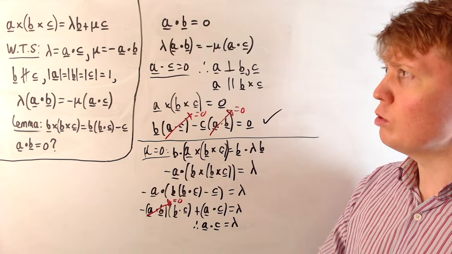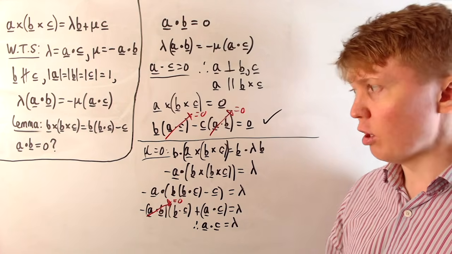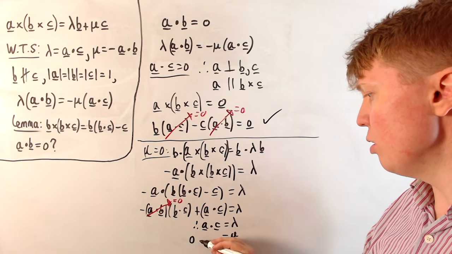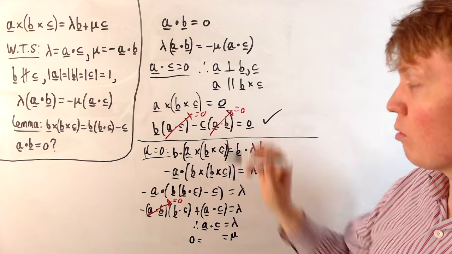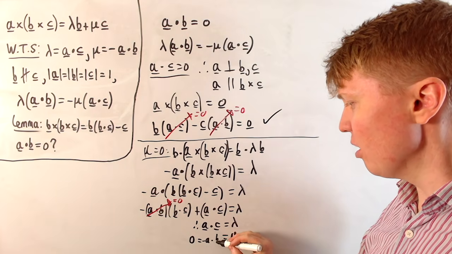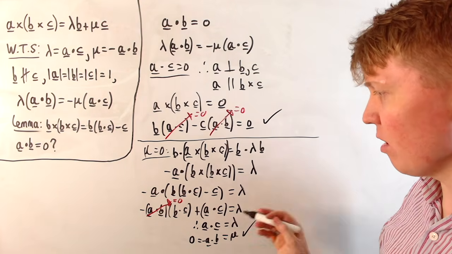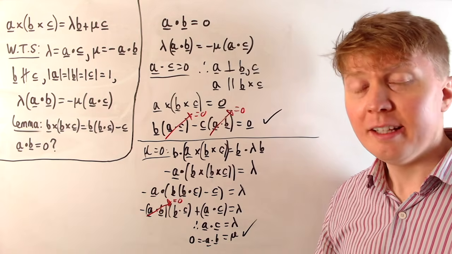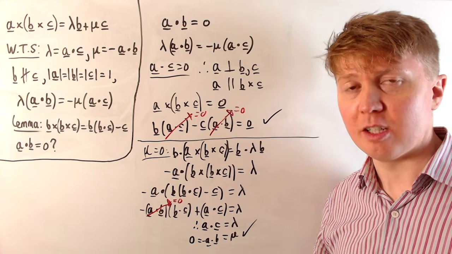And we also want mu to be equal to negative a dot b. Of course here mu is 0, so we've got 0 equals mu, and we also know that 0 is a dot b, so this is also equal to negative a dot b in this scenario. So we can see that the theorem is again proved in this case. So this covers all the cases now where a dot b equals 0, and we're finally ready to prove this lemma.